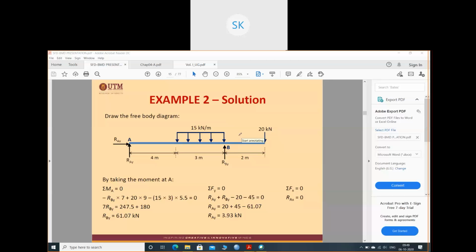Ma'am, just point 5.5? Yes, that I'll explain. First, you have understood this part: how to take the load for 15 kilonewton UDL. You have understood. Yes, ma'am. Okay, that I'll come to, 5.5. So hope this part is clear to you all.